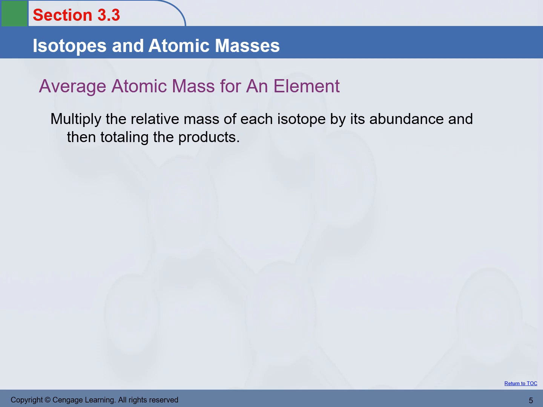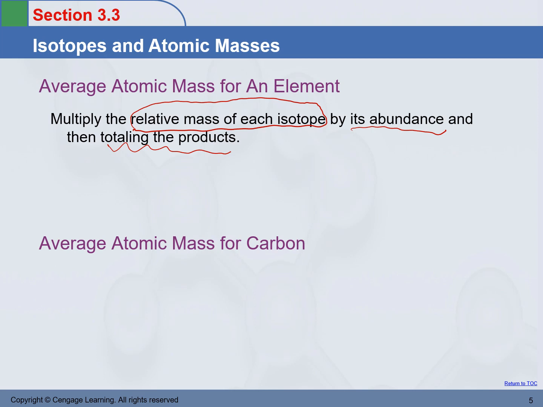Here we go. You multiply the relative mass of each isotope. The relative mass is those AMUs you get by comparing them with carbon-12. You multiply that mass by its abundance. You do that for each isotope of the element, then you add them together. If this statement is still not very clear to you, let's look at one example. Let's try to look at how to calculate the atomic mass for carbon.